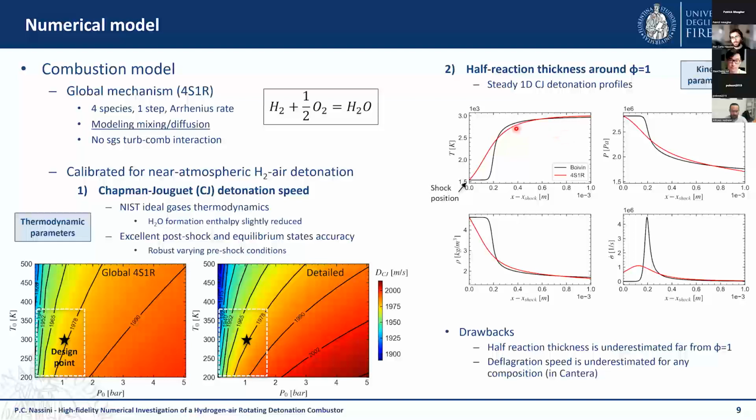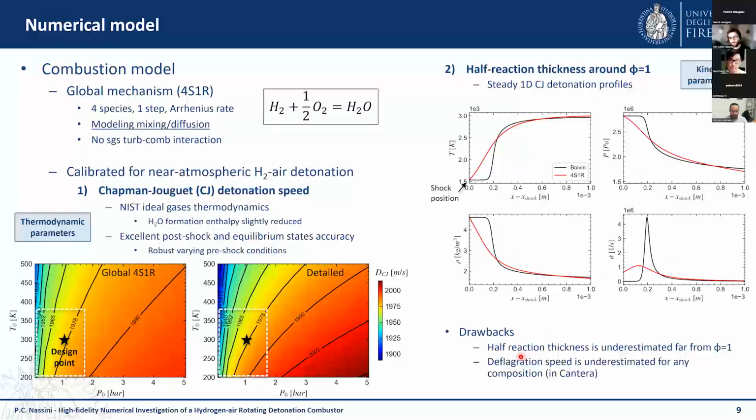Concerning the kinetic parameters, we decided to target the pre-exponential constant and the activation energy to match the half reaction thickness around equivalence ratio 1. And we did this by solving one-dimensional detonation profiles in Cantera. Here you can see the comparison between the one-step scheme and a detailed scheme, which is the one by Boivin. Of course, as you can see here, also in these profiles, we have a one-step scheme, so it's a global scheme, and of course it has its limits.